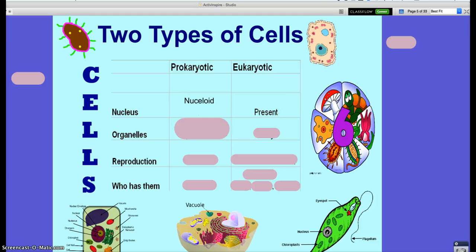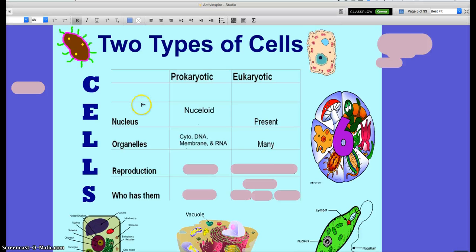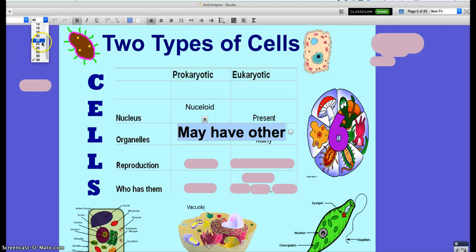Prokaryotic cells have a nucleoid. So it doesn't have a nucleus, it has a nucleoid, which is kind of like a structure to house the DNA, we could say. Now, organelles present: a eukaryotic cell has a lot. Prokaryotic cells have cytoplasm, DNA, and membrane, just as we mentioned. Now, they may have other parts, and we're going to cover them later when we do the chapter on prokaryotes, okay?